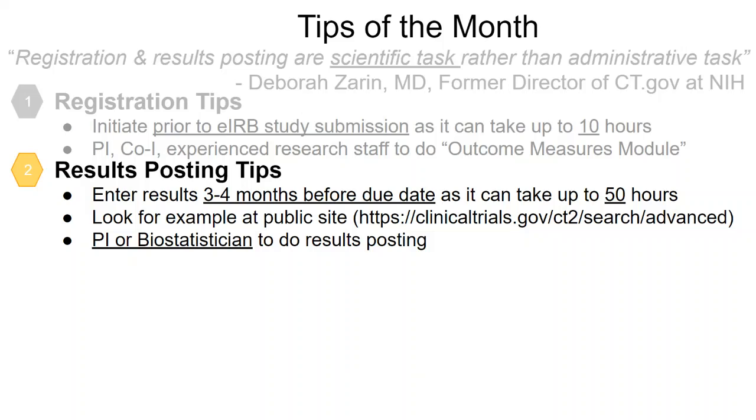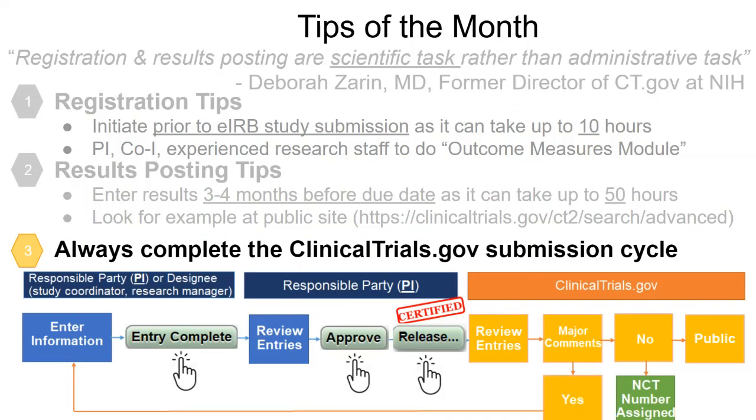Also, please remember that CT.gov records are linked to publications via the NCT number. Therefore, it is critical that CT.gov is up to date and lists accurate data so the publication and the CT.gov record agree. And lastly, please always complete the CT.gov submission cycle.